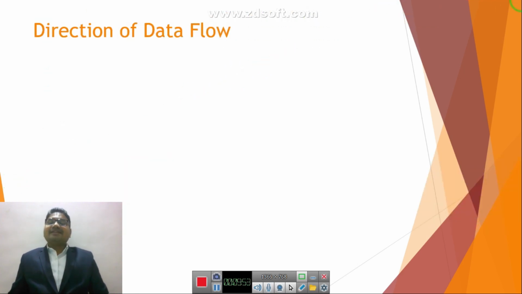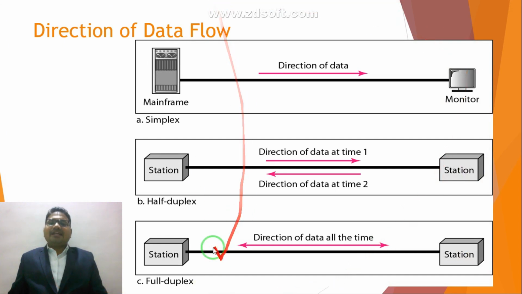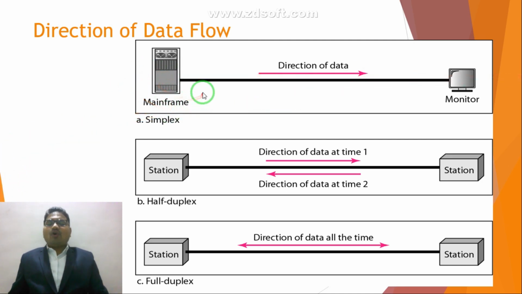Now, next, it is your direction of data flow. As you can see from the figure, there are three types of data flow: simplex, half duplex, and full duplex. So simplex communication, in the sense, is just a one lane traffic, right? It means the data can always be transmitted from one direction only.